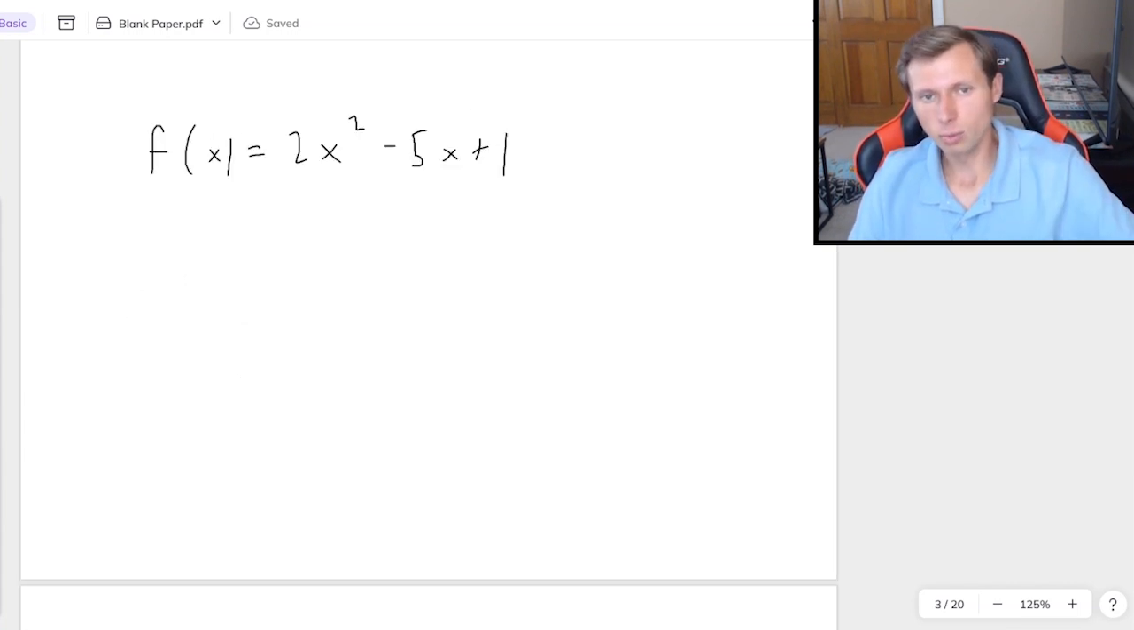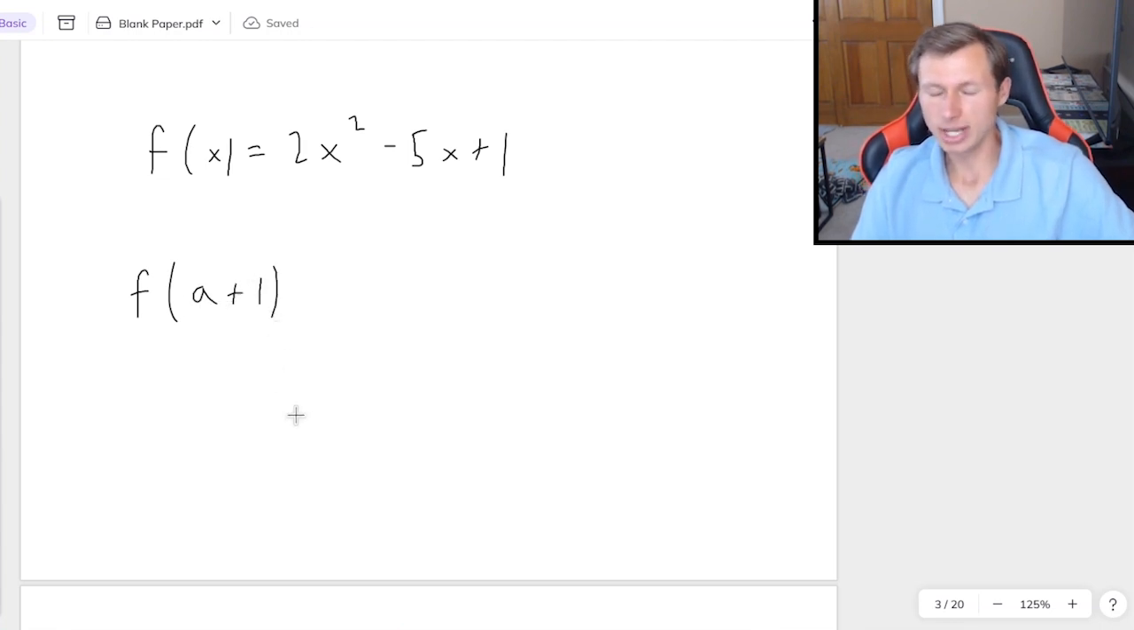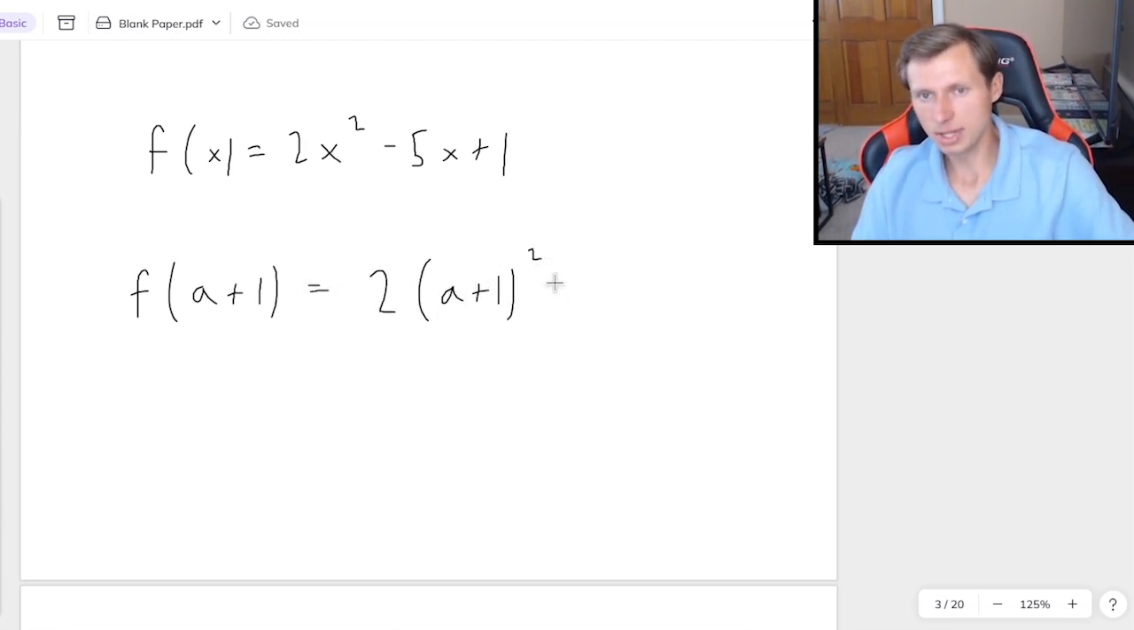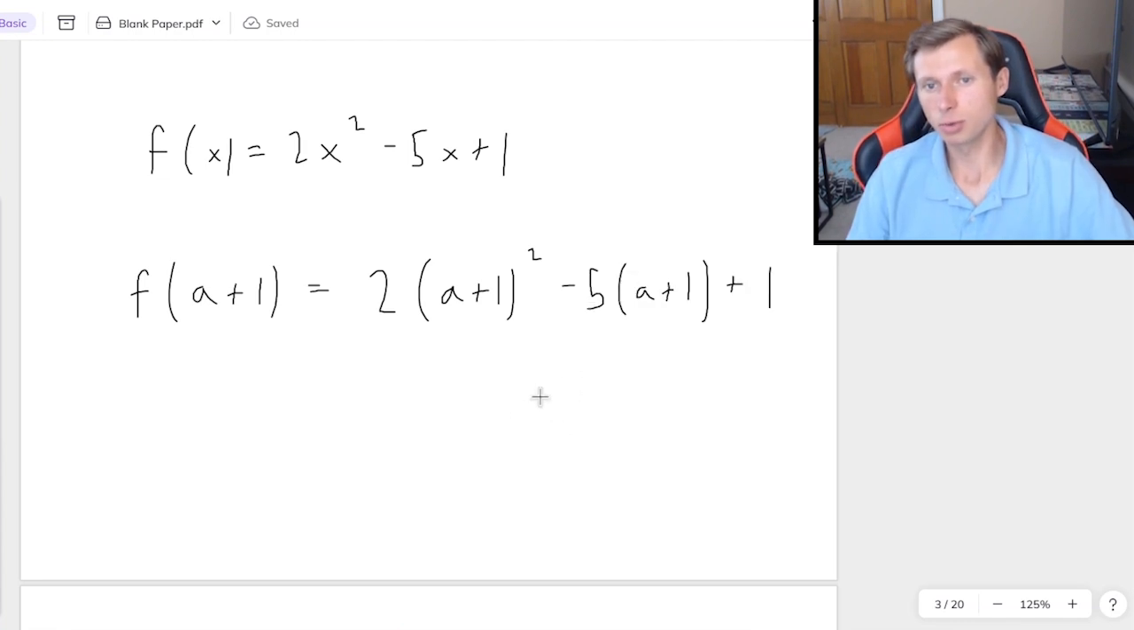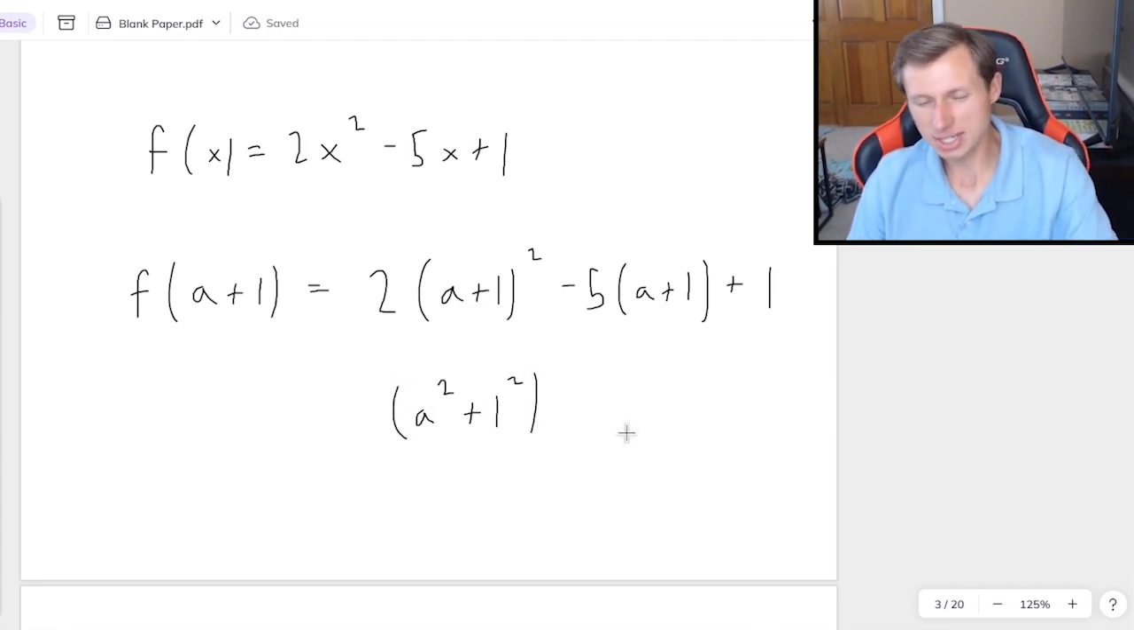And now we're going to look at one more for this function. This time I want f of a plus 1. This one again I'm going to help us through. So first I'm replacing every x with a plus 1 in parentheses. And now let me tell you the wrong thing to do. The wrong thing to do would be dealing with this squared, calling it a squared plus 1 squared. That is wrong. That is not how we do this.